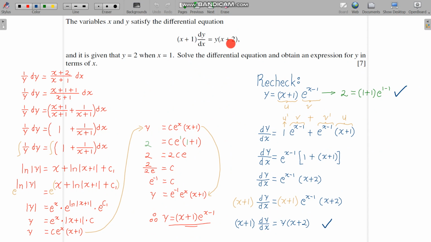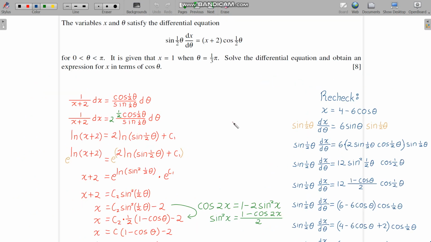Second example, almost exactly the same. So you just maybe read on your own here, and this is how we check. So exactly the same kind of question. Next example, trigonometric, a bit different.